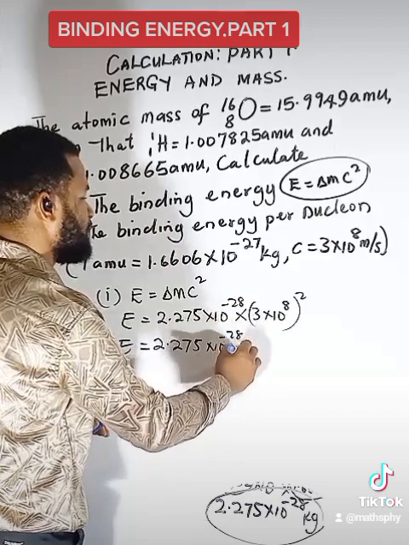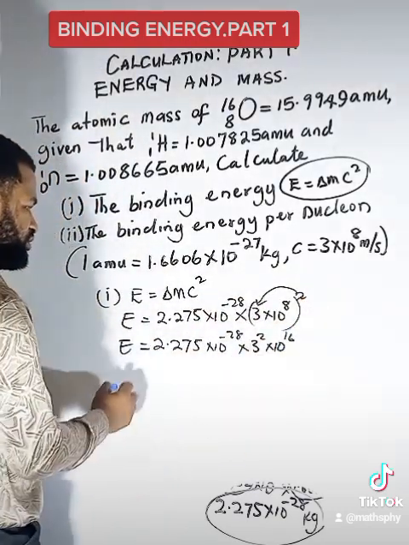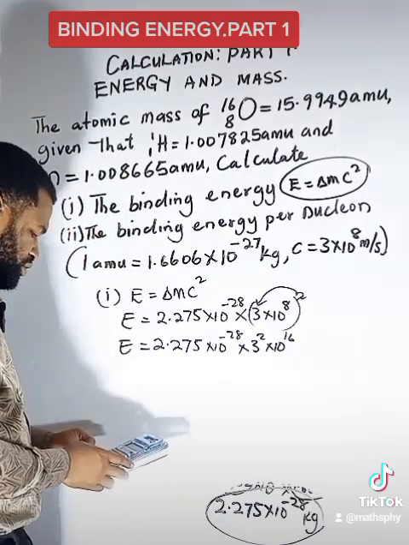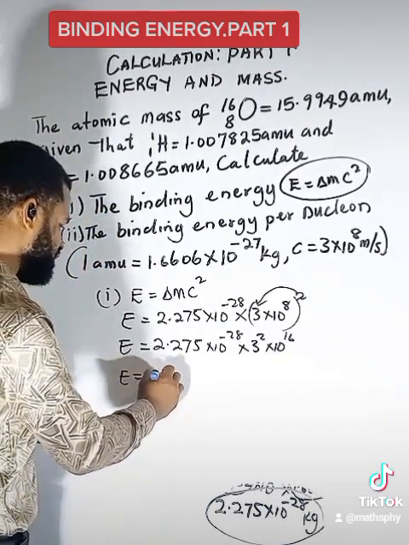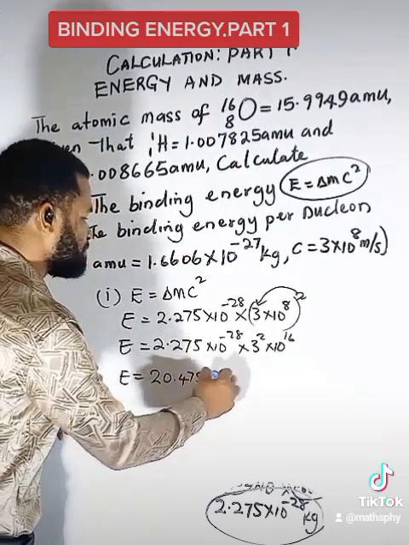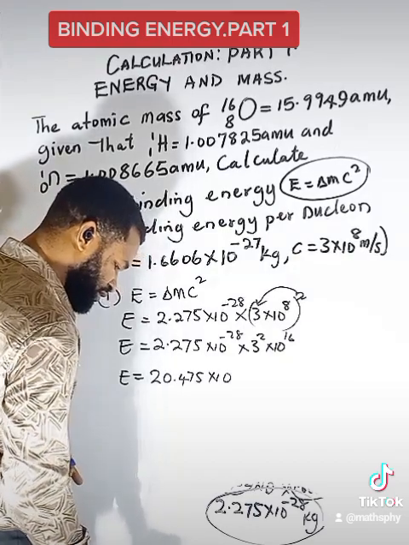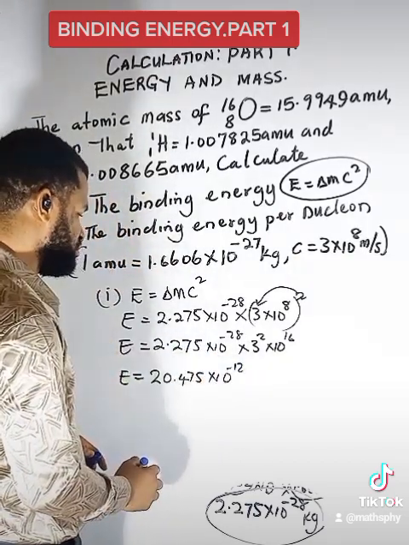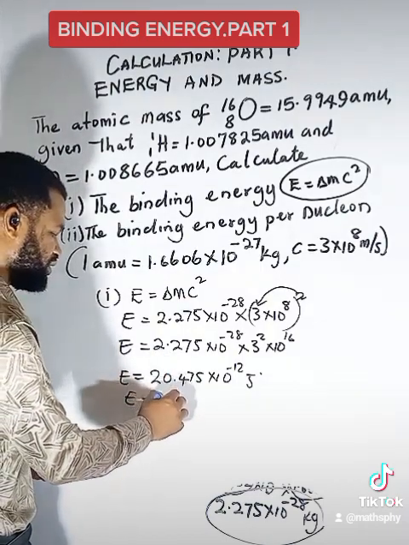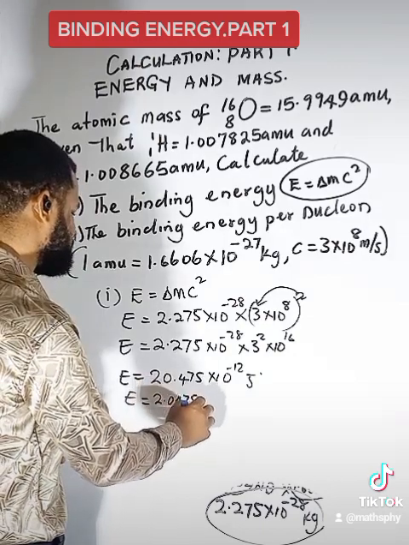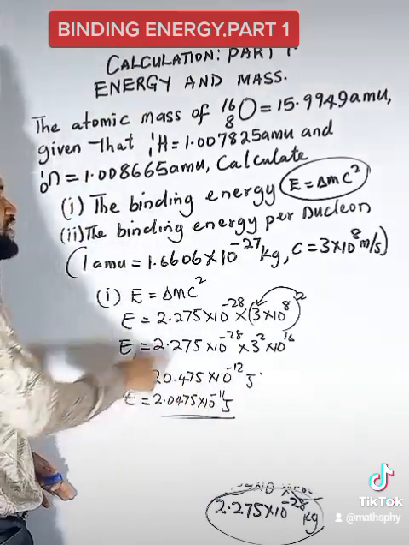2.275 times 10 raised to the power minus 28, times 3 squared times 10 raised to the power 16. So I will now have 2.275 times 9, which is 20.475 times 10 raised to the power minus 28 and 16. So 16 minus 28 is minus 12, in joules. So let's say this is equal to 2.0475 times 10 raised to the power minus 11 joules. So this is the binding energy needed.